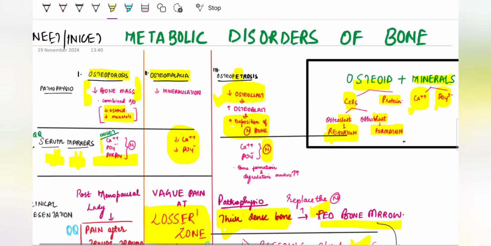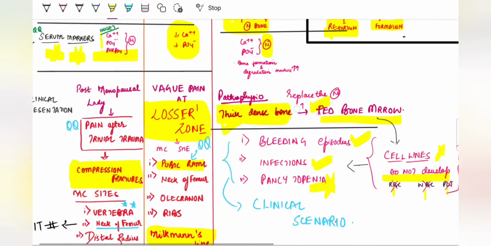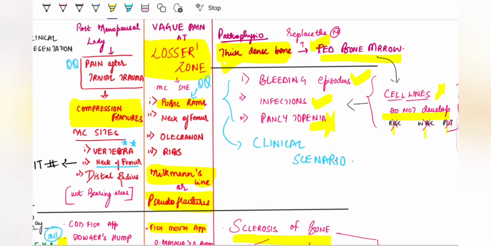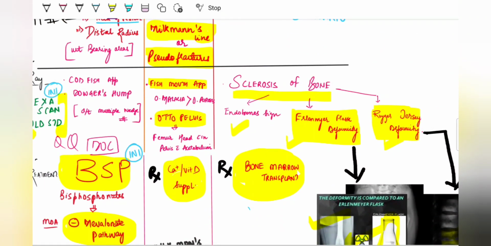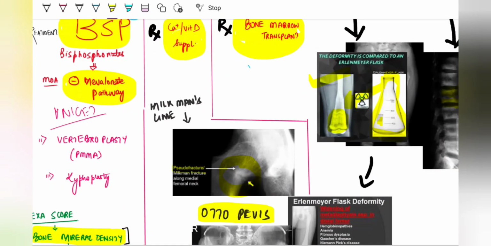Osteomalacia, there's decreased mineralization, calcium phosphate decreased. Buzzwords in the exam will be Looser zone, Milkman's line, pseudofractures, most common site, pubic rami. Fish mouth appearance, you go with osteomalacia more than osteoporosis. X-ray feature, ortho pelvis, calcium vitamin D supplementation.